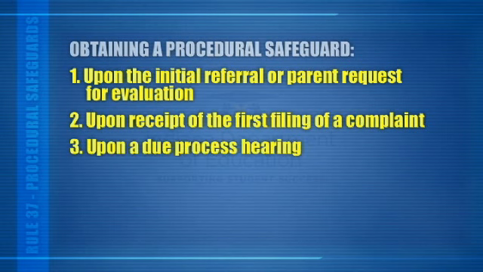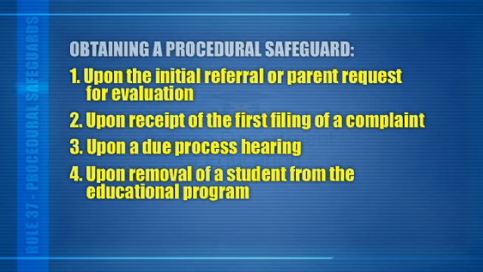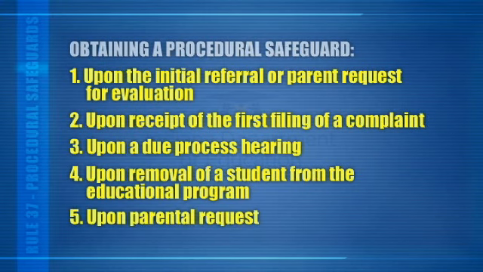Written notice of a procedural safeguard must be given upon a due process hearing in a school year, should there be one. Written notice of a procedural safeguard must be given should the public agency decide to remove a student from the educational program that results in a disciplinary change of placement. And the parent may request and be given a copy of the written notice of procedural safeguards at any time.